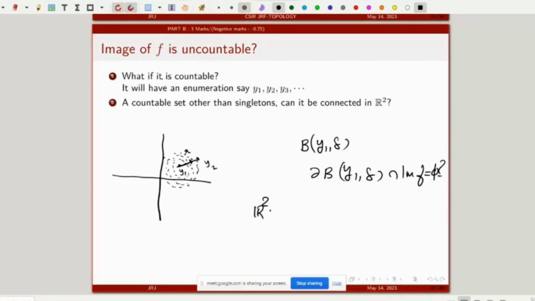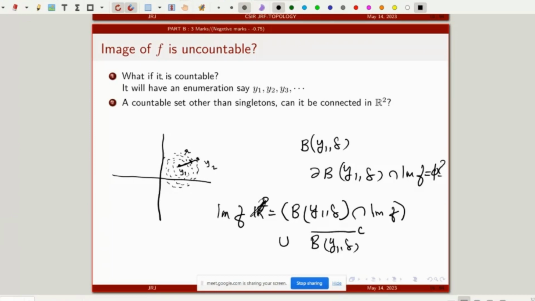That is R2, we can write it as B(y1, delta). The question is about the image of F. So we can write the image of F as B(y1, delta) intersection with the image of F, union B(y1, delta) closure complement. So this will be an open set intersection with the image of F. So this will be a disconnection for the image of F. But we know that the image of F will be connected, since F is continuous and the map is from a connected set. So if we assume that the image of F is countable, we are getting a disconnection for the image of F, which is not possible. So the image of F cannot be countable.